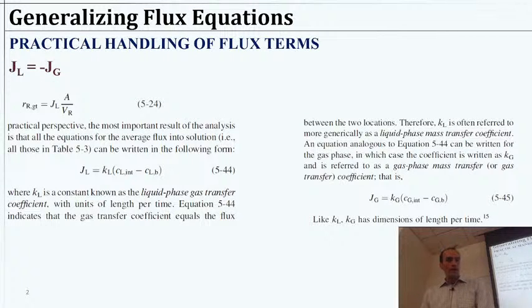A little more practically, we can say that the flux of gas into the liquid is going to be the opposite, the negative, of the flux of that gas in the gaseous phase. We can describe that as J_L equals negative J_G.